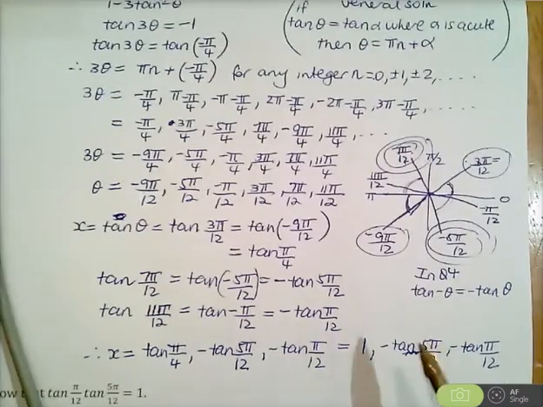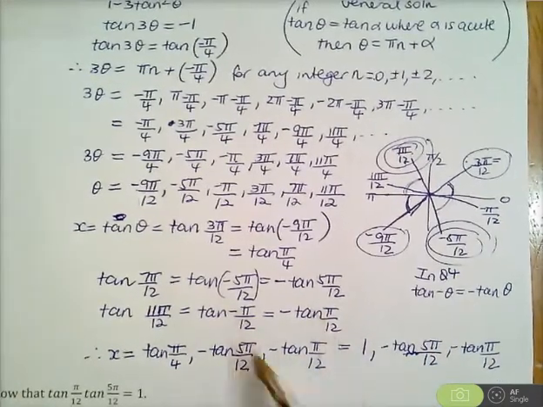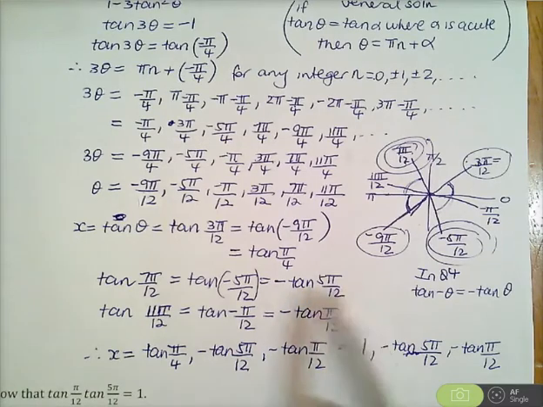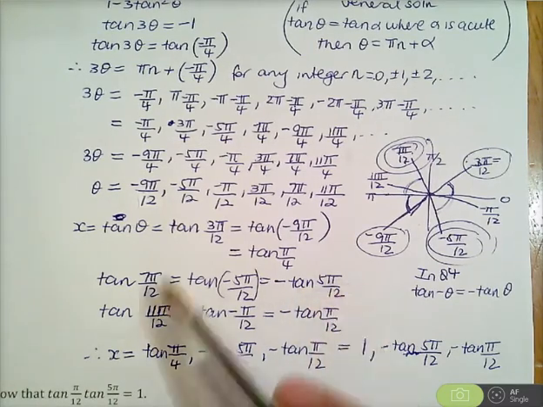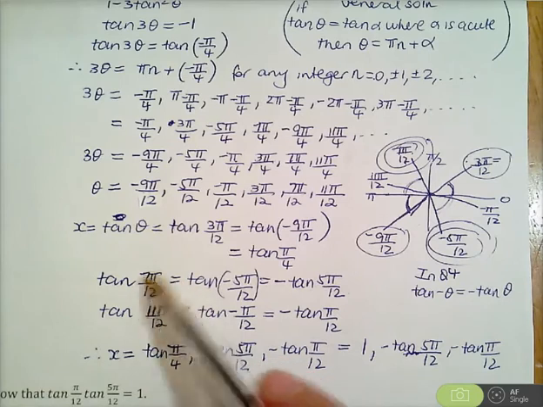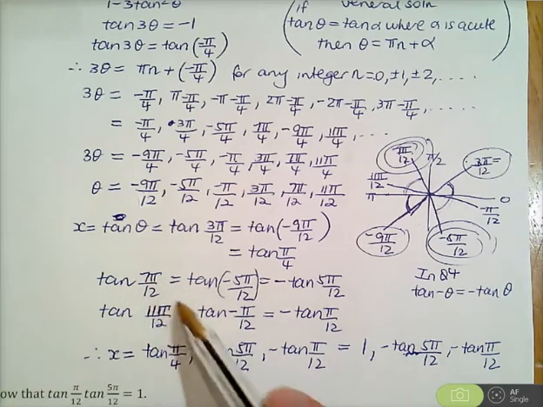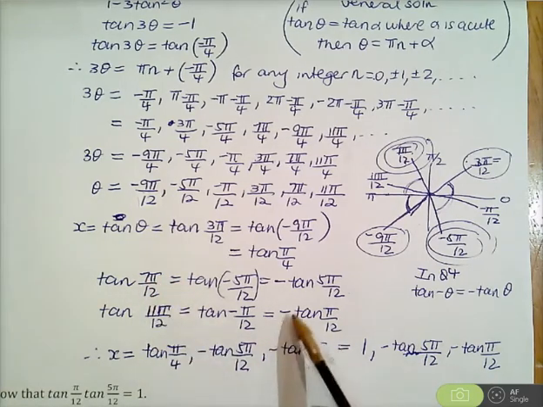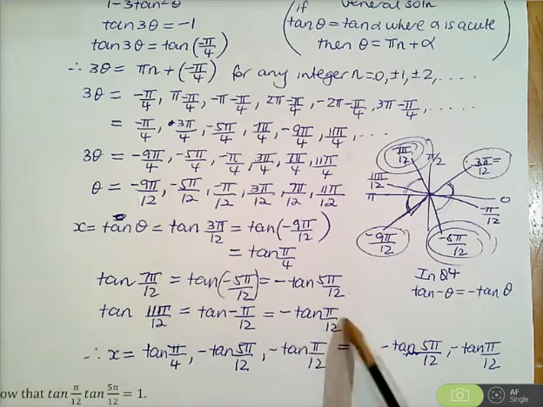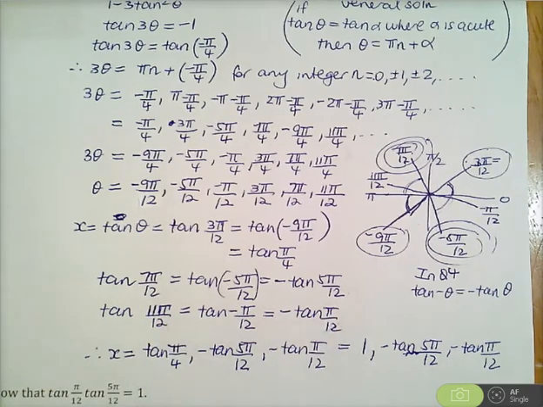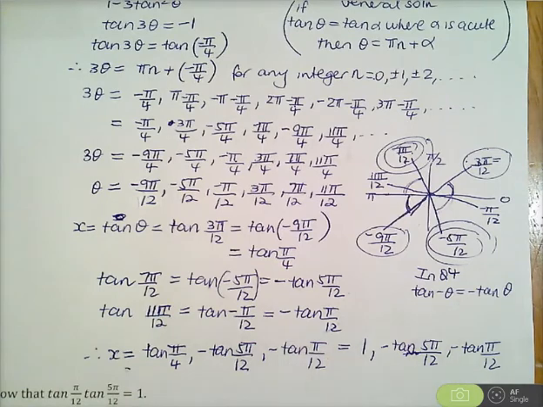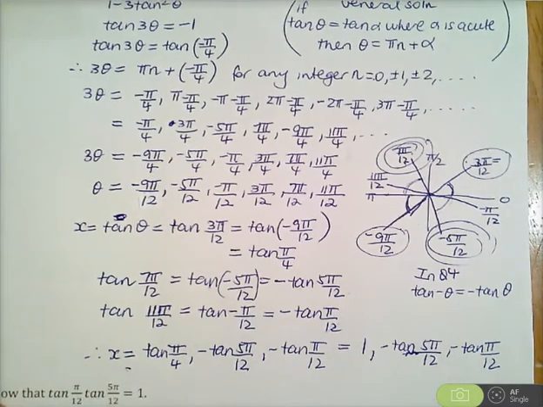Now the reason we use the negative tan 5 pi on 12 is that 5 pi on 12 is a smaller angle than the 7 pi on 12. And the reason we don't use 11 pi on 12 and we use negative tan pi on 12 is that pi on 12 is smaller than 11 pi on 12. So therefore these are your solutions to that equation. They're the solutions to that cubic up there.